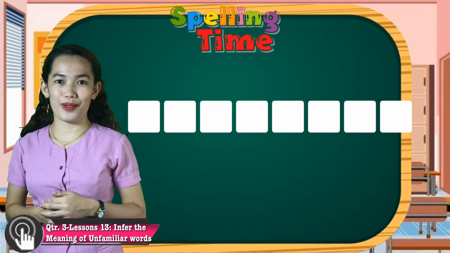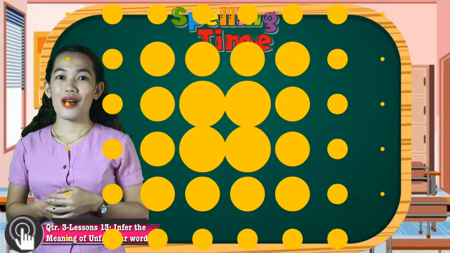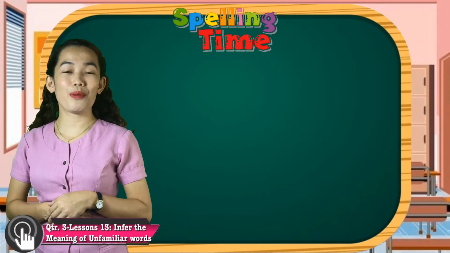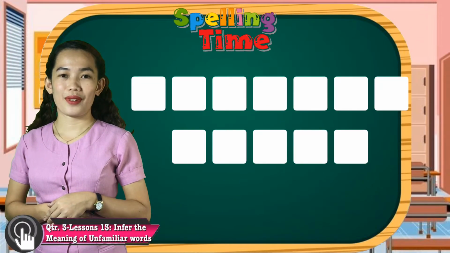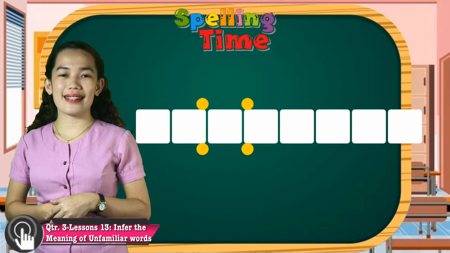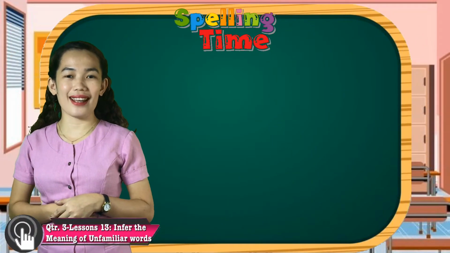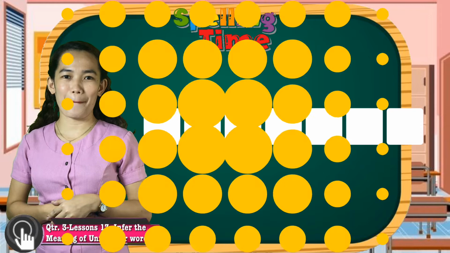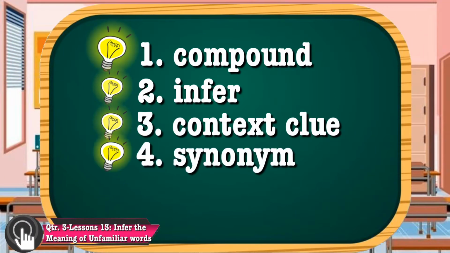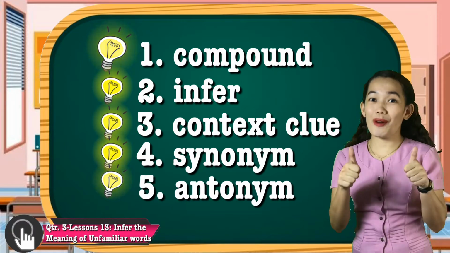Let's get started with our spelling time. The first word is compound. Compound. The second word is infer. Infer. The third word is context clue. Context clue. The fourth word is synonym. Synonym. And our last word is antonym. Antonym. Now, let's try to check your work. If you got it all correctly, great work!